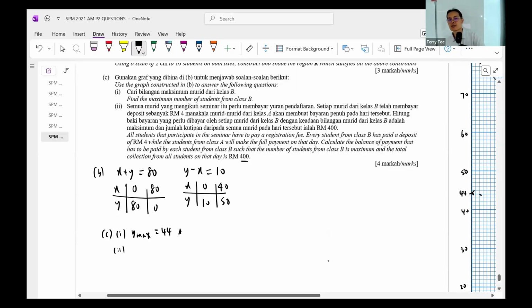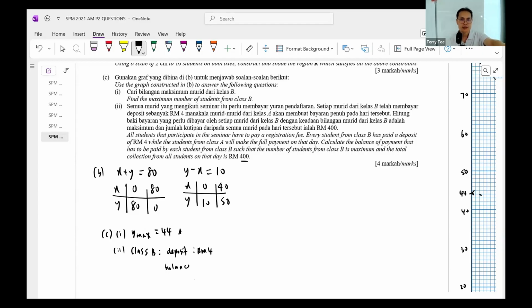Okay, so what do you understand from this question? Okay, class B, right? They already paid. Can we say class B has paid a deposit of how much? RM 4 ringgit. What is the balance that they have to pay? I don't know. Can we call it H? Now I don't use K because K is usually used as the objective function, right?